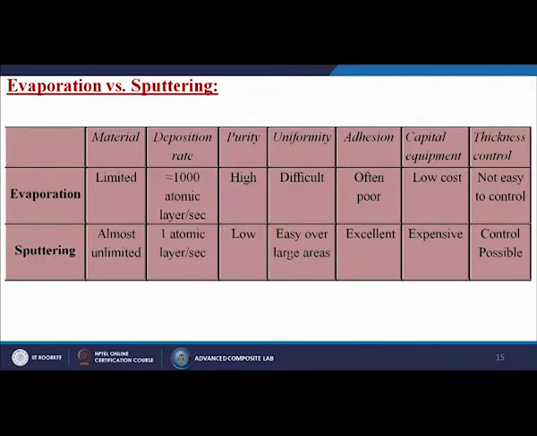Purity is very high for evaporated materials, but for sputtering it is low. Uniformity is very difficult to maintain for the evaporation process, but easy over large areas for the sputtering process. Adhesion is often poor for the evaporation process, but excellent in the case of sputtering. Capital equipment is low cost for evaporation, but sputtering is expensive. Thickness control is not easy for the evaporation process, but for sputtering it is well controllable.